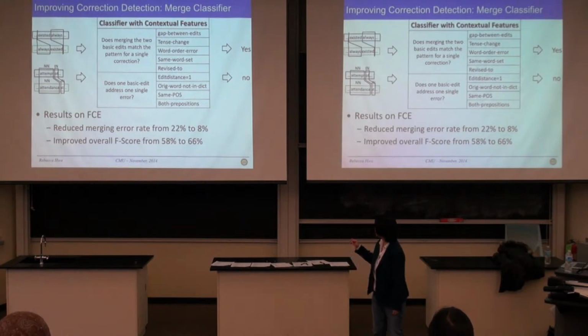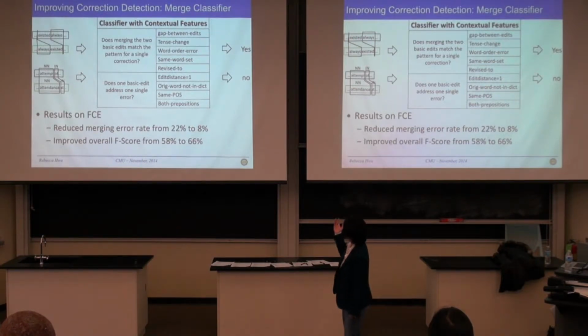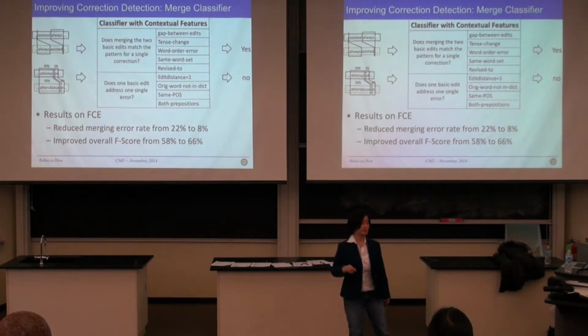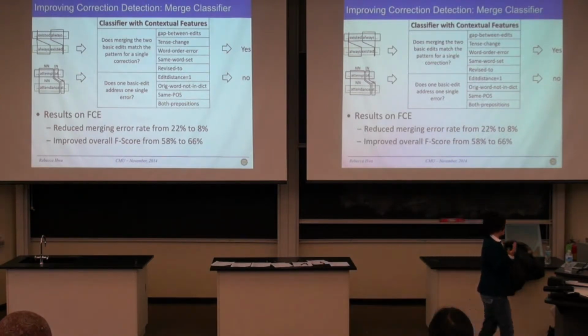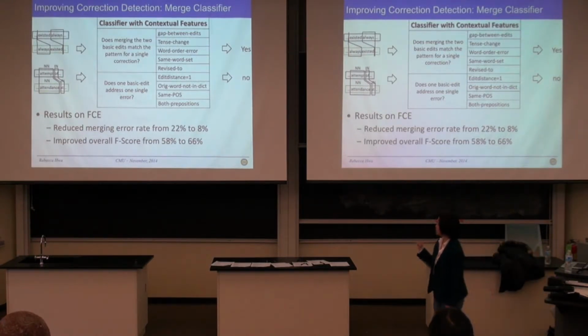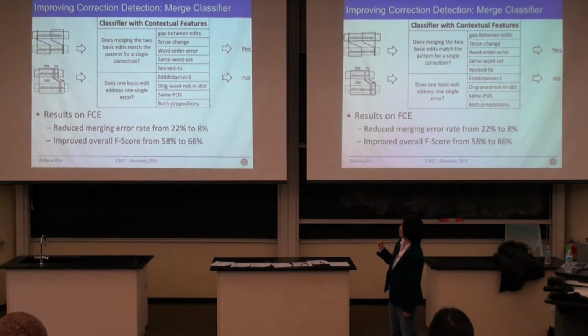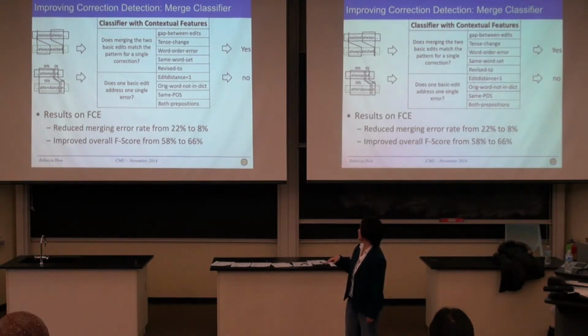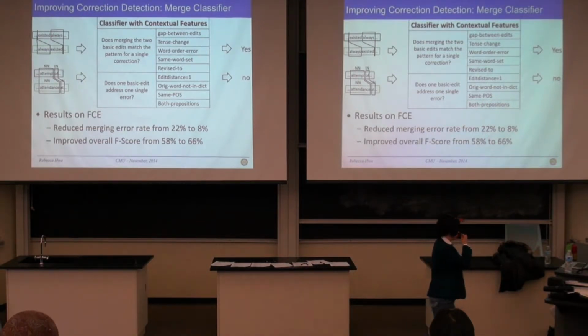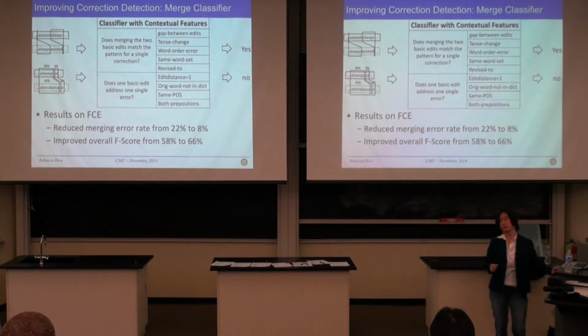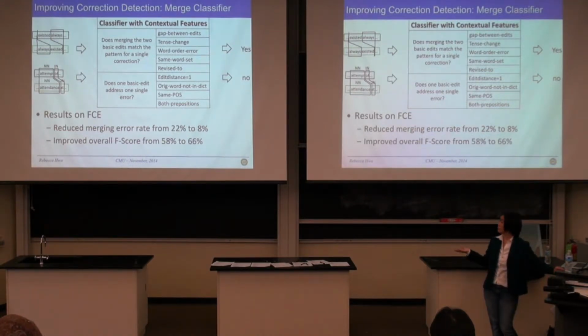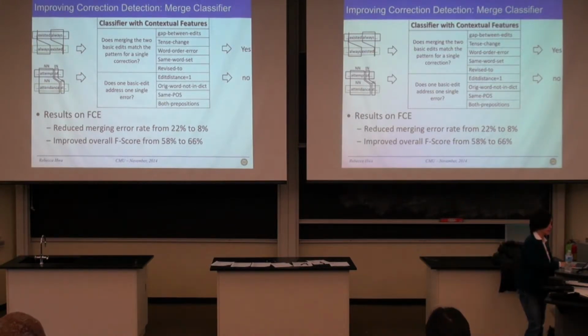But if it has a very small edit distance and the same part-of-speech tag, maybe you don't want to. So there are a bunch of patterns that we've observed contextually. And as a result of this modification, we can reduce the merging error rate from 22% to 8%, and that improves the overall F-score from 58% to 66%. So I don't know if 66% is necessarily good enough for applying it to MT systems on a totally different corpus, but it's a start, so that's where we begin.